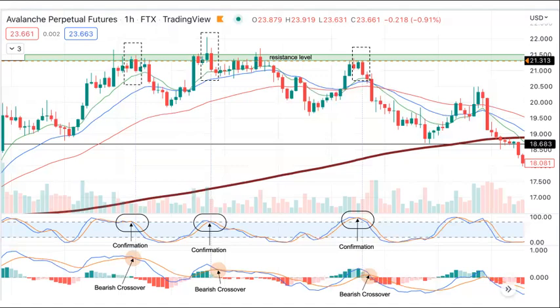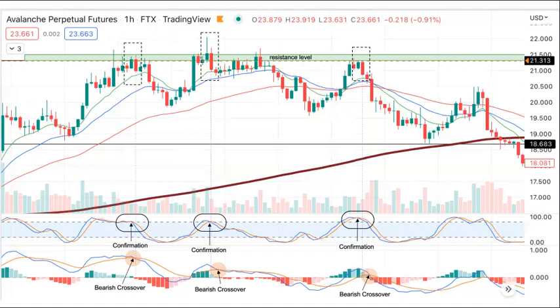So Kelvin, in the case of a MACD bearish crossover, do you consider the crossover or the fact that it's gone down below zero as your confirmation? Sorry, again? In the MACD indicator, do you consider the bearish crossover or should it be below zero or both, to open the short position?